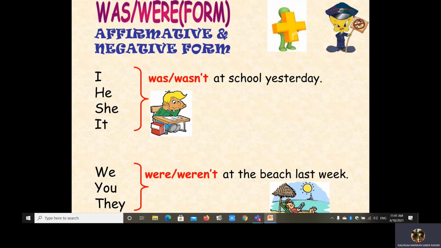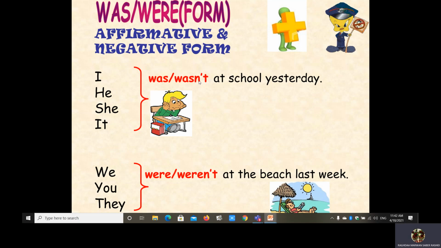If you talk about verb to be, am, is, are, in the past, was or were form in affirmative and negative form. First, affirmative sentence with was or were, you say, I was at school yesterday. This is affirmative. To make it negative, I say, I wasn't at school yesterday. We were at the beach last week. And the negative, we weren't at the beach last week.